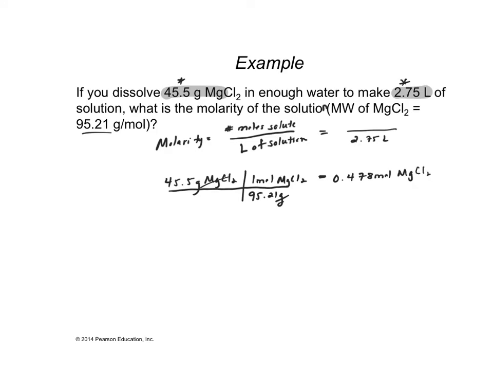So that's it, right? Now we know the number of moles of solute. We'll go ahead and put that in. So 0.478 moles, and then we'll divide by the total volume of solution. And that ends up giving us a molarity of 0.174 molar. And again, I use this as a capital M. With respect to units, that's usually how I define molarity, with a capital M.